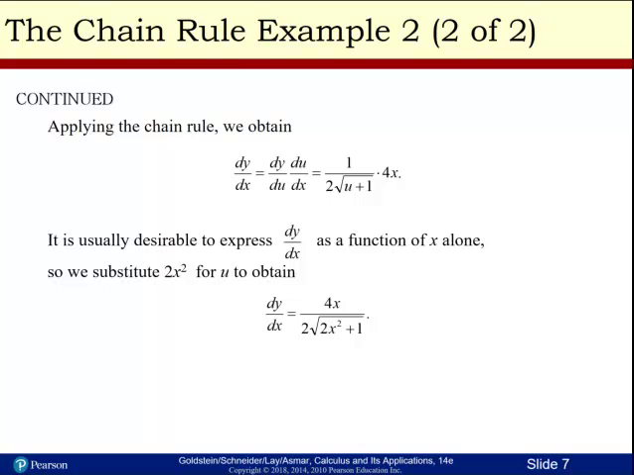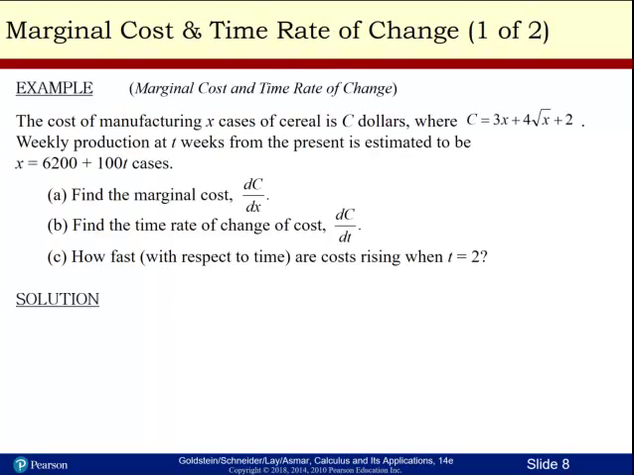So let's look at a word problem. Marginal cost and time rate of change. The cost of manufacturing x cases of cereal is C dollars, where C equals 3x plus 4 times the square root of x plus 2. Weekly production at t weeks from the present is estimated to be x equals 6,200 plus 100t cases. They're going to want us to find the marginal cost.